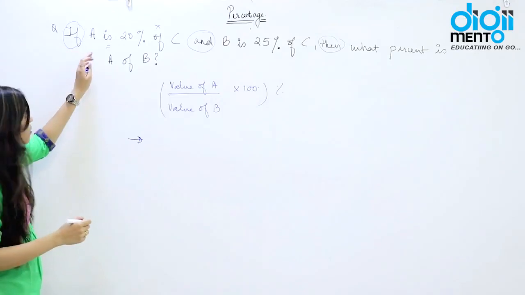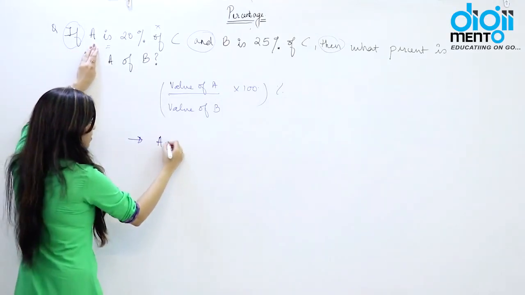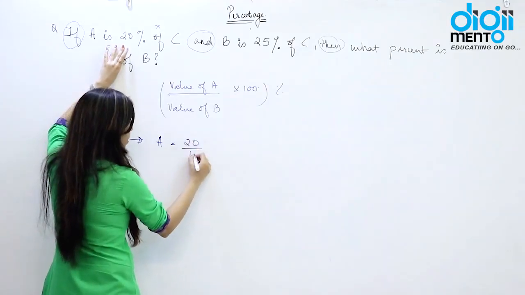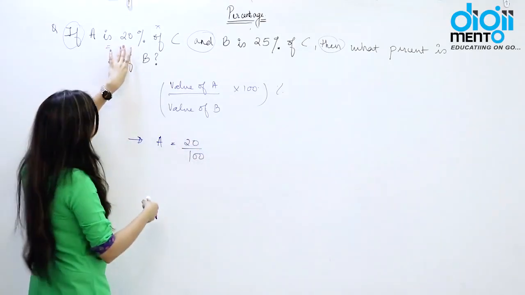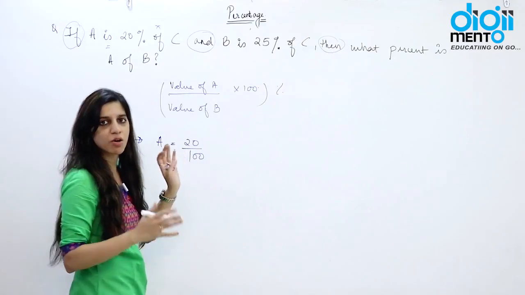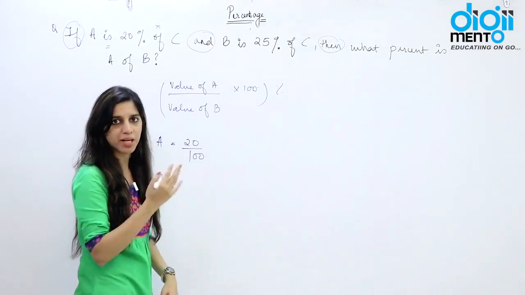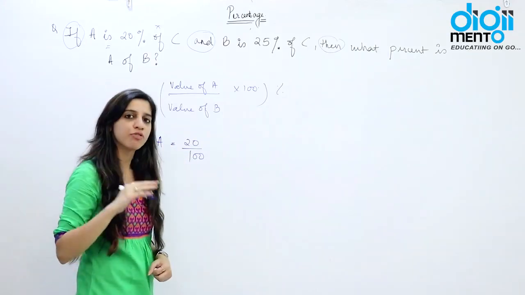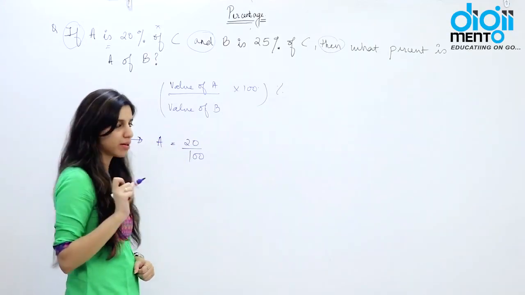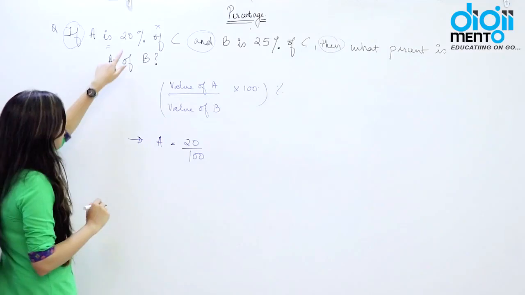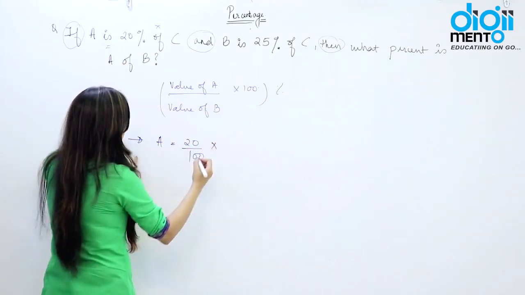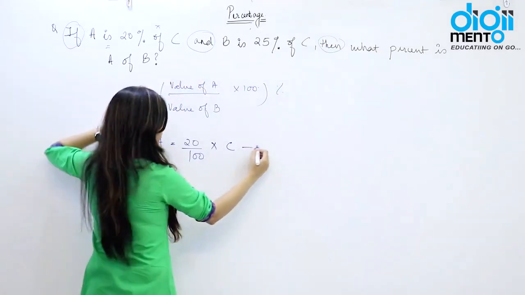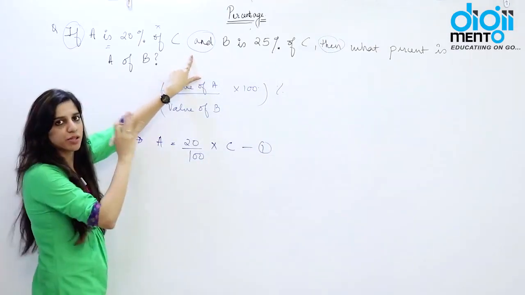Okay, so we start with the first line. A is, means equal to, 20%, and 20% means 20 by 100. This is how we convert into fractions. Percentages are not operational in mathematics, you cannot operate with percentages. To operate with any percentage, you need to convert it into a fraction, and you do that by dividing by 100. 20% of, means into, C. So this is my first equation, and means end of statement.